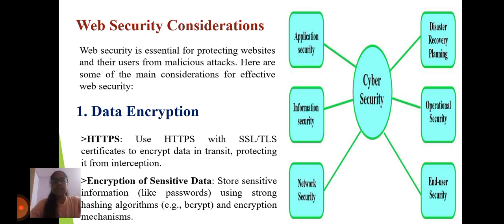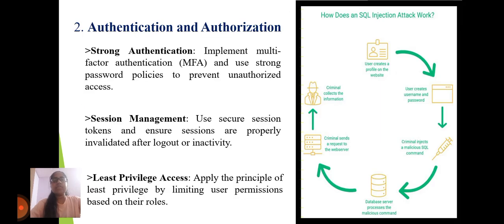The next thing is encryption of sensitive data. Store sensitive information like passwords using a strong algorithm, for example BCRYPT, and encryption mechanisms. The second web security consideration deals with authentication and authorization. Strong authentication: implement multi-factor authentication (MFA) and use strong password policies to prevent unauthorized access.